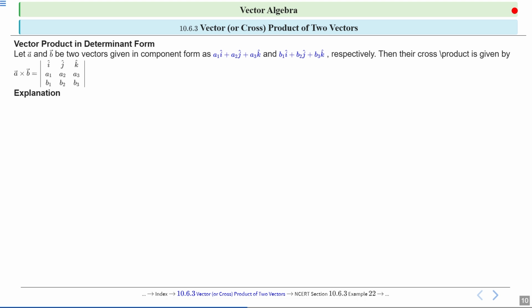Let's break down what this determinant actually means. We will expand it step by step to see how the cross product formula is derived from the component forms of the vectors. This will help us understand why the determinant method works.